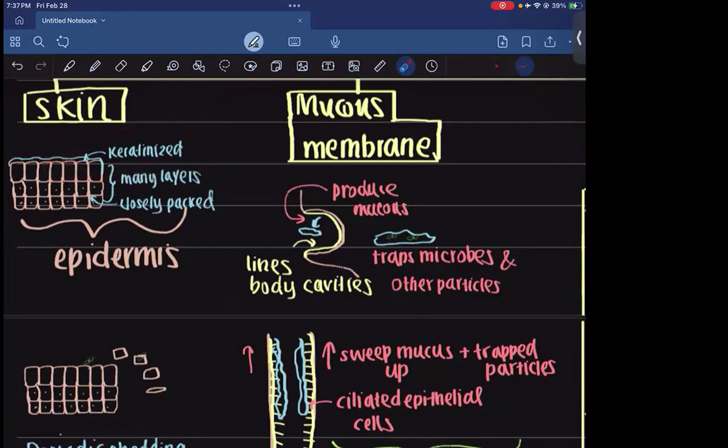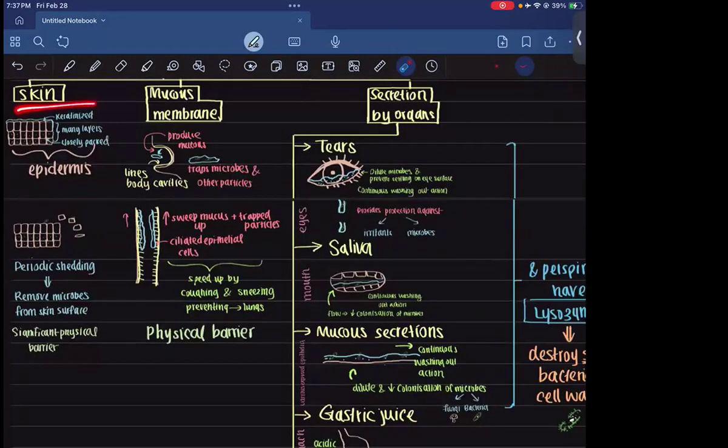So keratin is a type of protein. You'll be learning the detailed structure of skin and all the components later in grade 13. For now, just remember, skin is closely packed. It will have several layers, not one single layer. It is a stratified squamous epithelium.